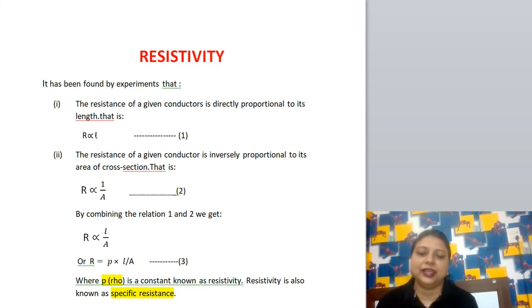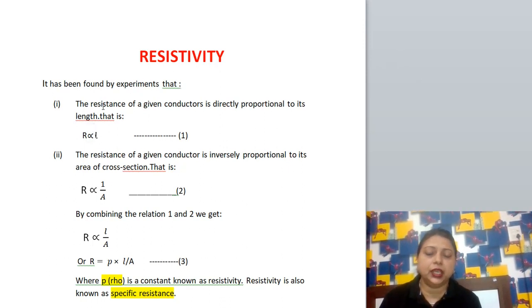Hello children, in this video I will explain about resistivity. It has been found by experiment that the resistance of a given conductor is directly proportional to its length. So we can write it as R directly proportional to L, R for resistance and L is the length.